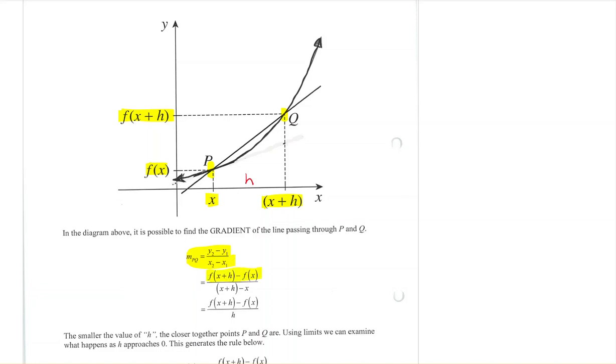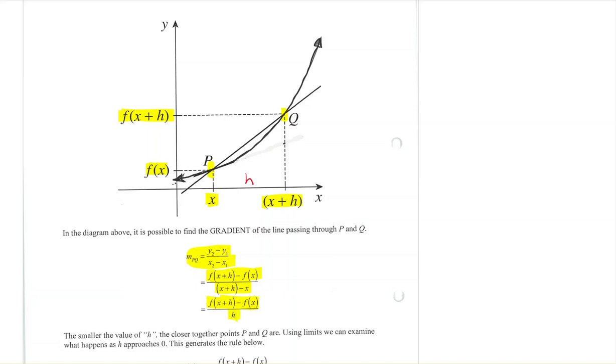That's my rise. The run is subtracting my x values. So here's my x values. It is that one, take away that one. x plus h, take away the x, which is how we get the bottom. Now for the final line in that little section there, the numerator hasn't changed because unfortunately I can't simplify anything in there. But on the bottom, x plus h minus x, the x's are going to cancel out. And all that's going to be left is the h on the bottom.